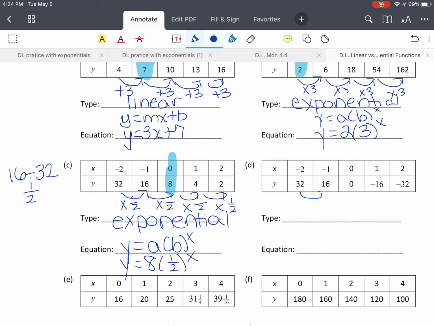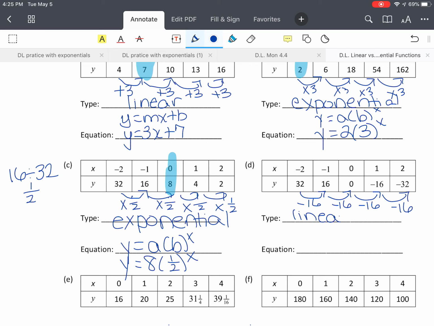So we could try again with the adding. We did that same one over on C. 32 plus what is 16? If you remember from the one we just did, we said 32 plus a negative 16, or 32 minus 16, is 16. If I minus 16 again, 16 minus 16 is 0. 0 minus 16 is negative 16. And negative 16 minus 16 is negative 32. So I'm either adding a negative 16 every time, or I'm subtracting 16 every time.